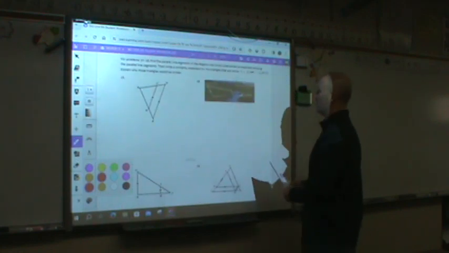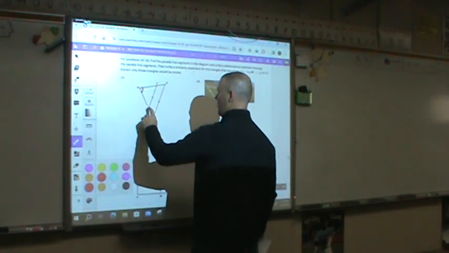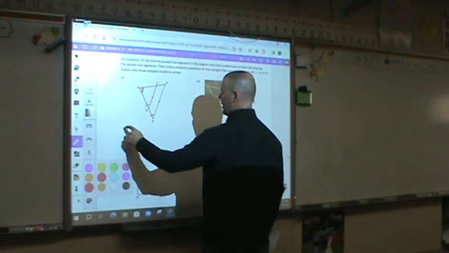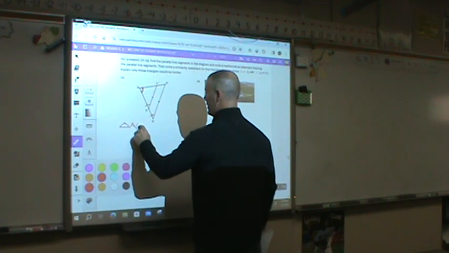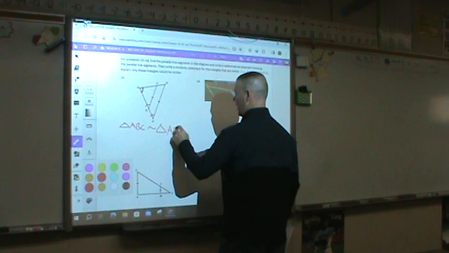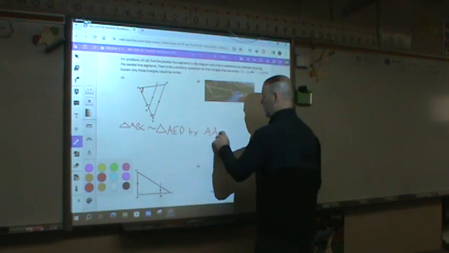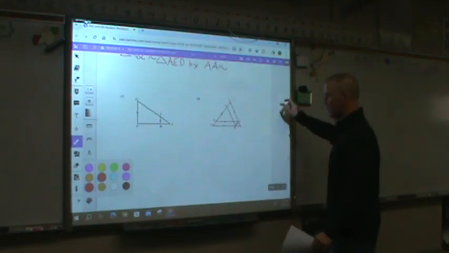And then down here, they want you to write similarity statements. The smaller triangle is similar to the bigger one. They share a common angle. Again, these angles are corresponding. So triangle ABC is similar to triangle AED by angle-angle similarity. So go ahead and create the other ones.